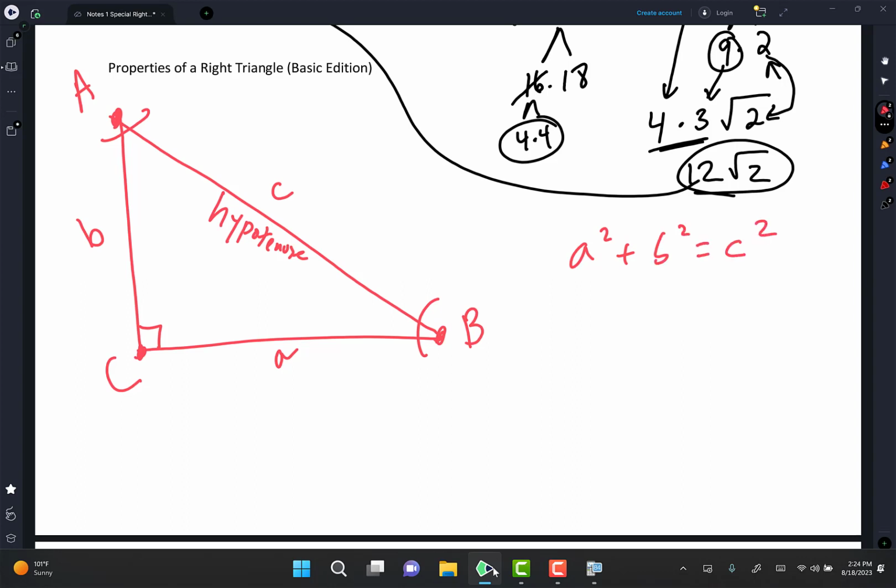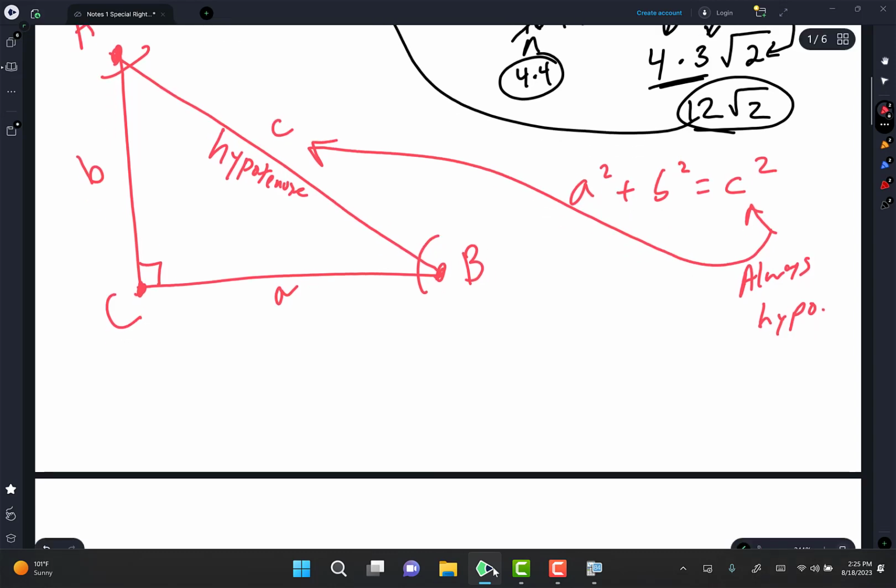This only works for right triangles. It does not work for obtuse, and it does not work for acute. You would have a greater than and less than symbol. But yeah, it is only for right triangles. The C is always the longest side. Always the hypotenuse. Always the hippo. Cool or not cool? Okay.